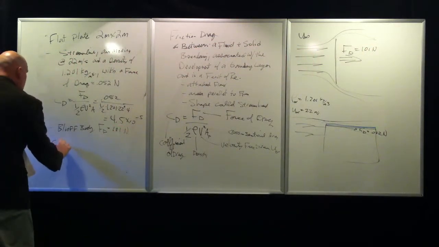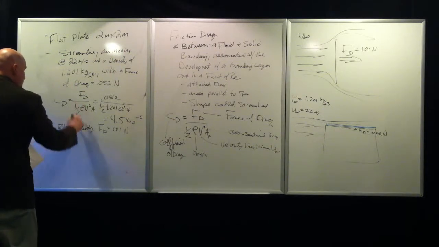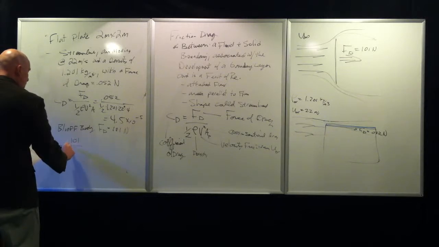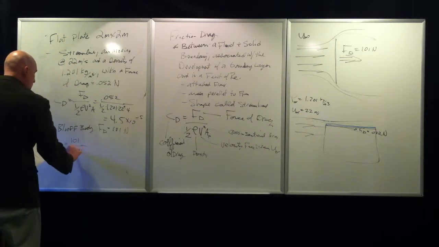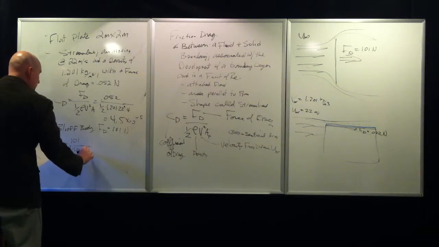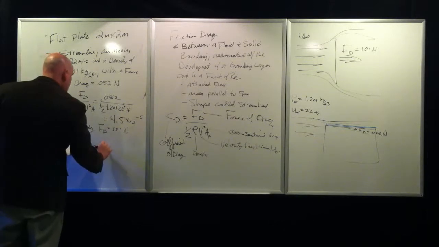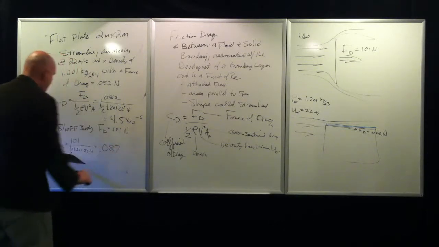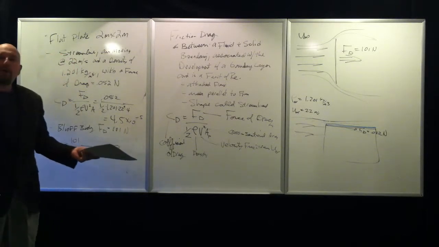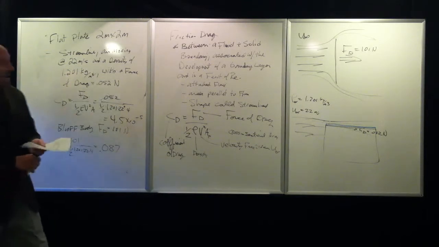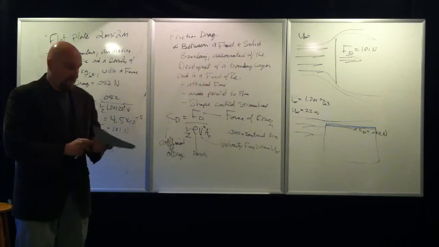So we can calculate our coefficient of drag again as force of drag over 1/2 rho v squared A. In this case we put 101 in, 1/2, 1.201, 22, and the area again is 4 meters squared. Putting that into our calculation, we get a coefficient of drag of 0.087, significantly larger than when we have streamlined.